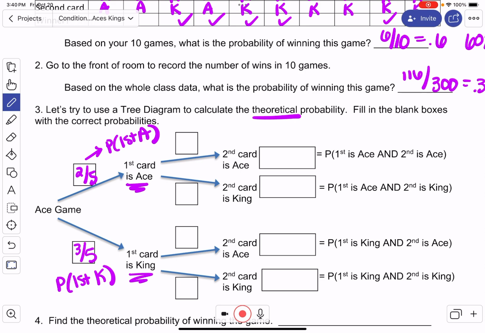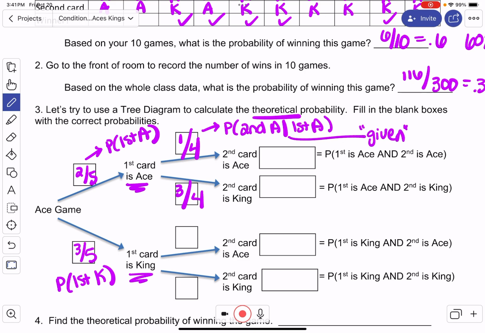Okay, so then if we want to look at the next one, the second card is an ace. Well, if the first card was an ace, we only have 1 ace left and 4 total cards left. If we get a king, we still have all 3 kings, but that ace is gone, so we only have 4 total cards left. So the way we would view this particular probability is the probability that the second card is an ace given the first card is an ace. What that bar means is given. So given, you're given more information, which is always going to increase your probability.